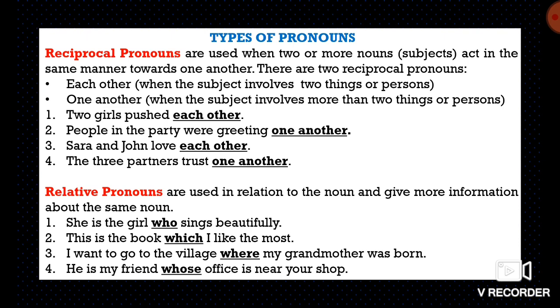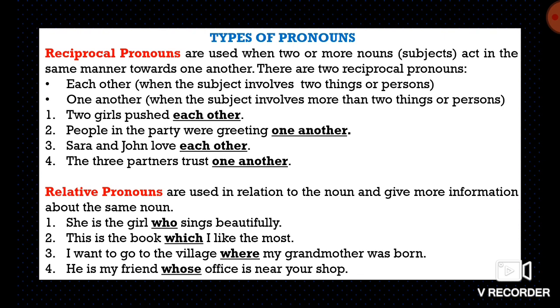Third sentence is, Sarah and John love each other. In this sentence, what is the subject? Right, Sarah and John. There are two persons. And last sentence is, the three partners trust one another. Here, subject is three partners. As you know, when the subject involves more than two persons, we use one another.